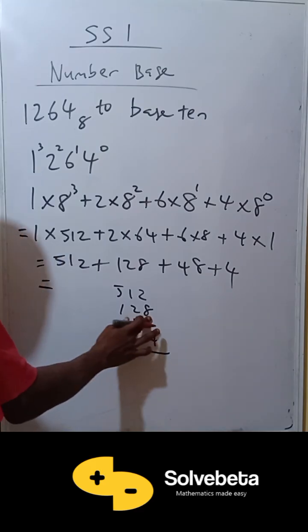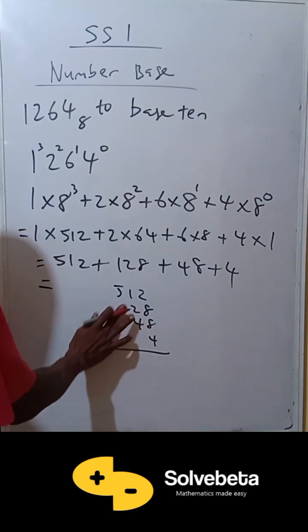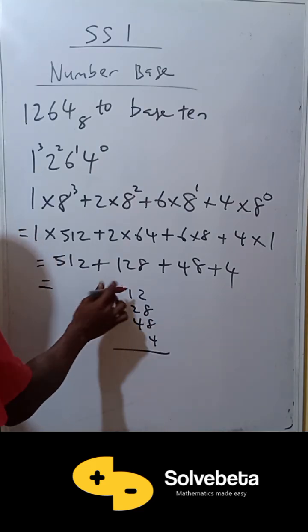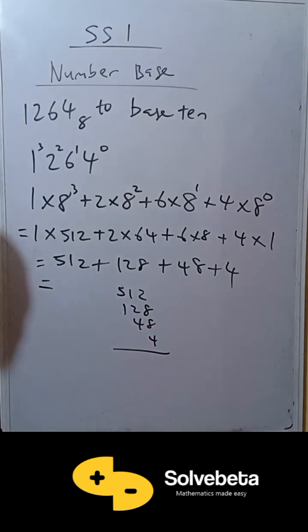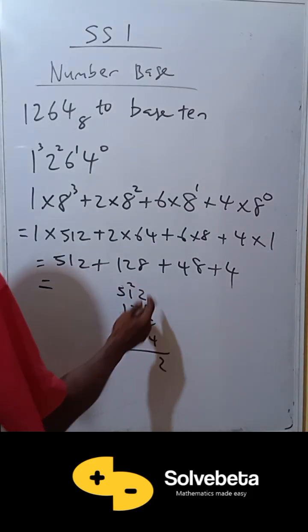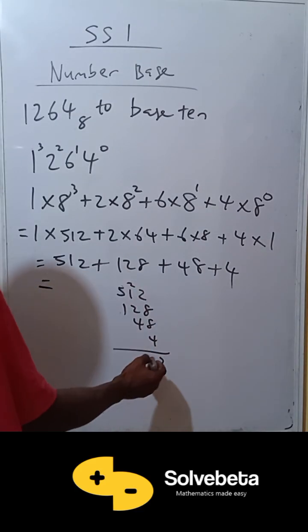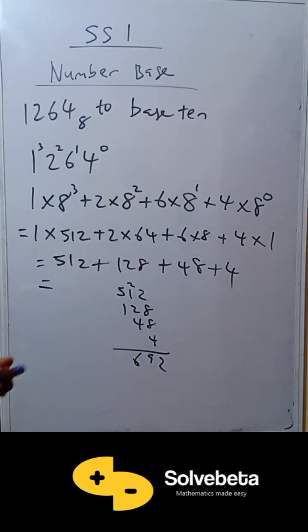Using a calculator for me is psychological. The moment I begin to use a calculator for simple problems like this, I become so dependent that just to add, I'll be looking at the calculator. 8 plus 2 is what? 10. 10 plus 8, 18. 18 plus 4, 22. So this will be 692.